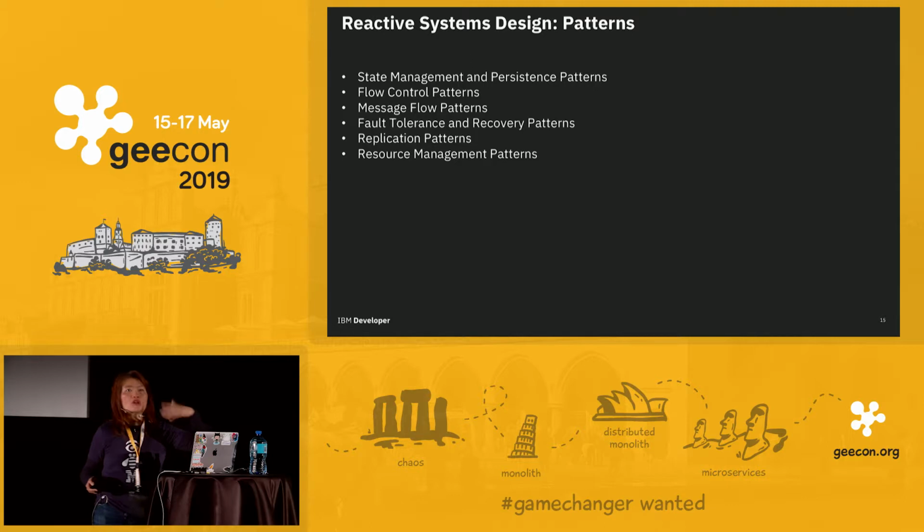Essentially, it's broadly categorized into 6 different patterns. State management and persistence patterns, for example domain object, sharding, and event sourcing, including event streams. Then flow control patterns, like pull, managed queue, drop, and throttling. Then there are message flow patterns, like request-response, ask pattern, forward flow, aggregator, and the saga pattern. Then fault tolerance and recovery patterns, such as circuit breaker, which is one such pattern.